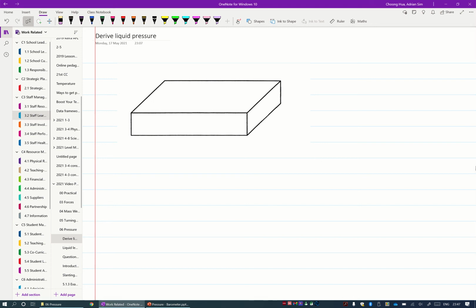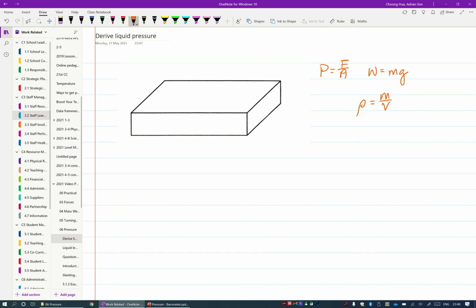Now previously you have covered this formula P equals F over A. And let's recap a few more formulas that you have learned previously. Under the topic on mass, weight and density, you also have covered weight equals mass times gravitational field strength. And you also have covered density equals mass over volume. Now let's park that one side.